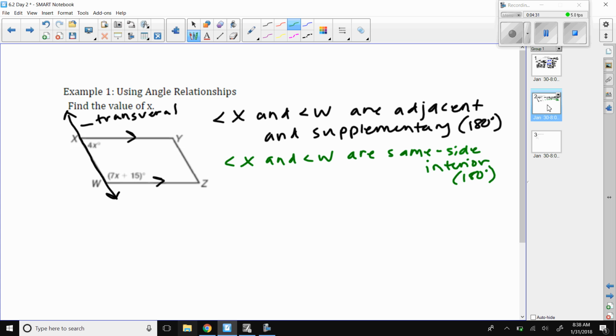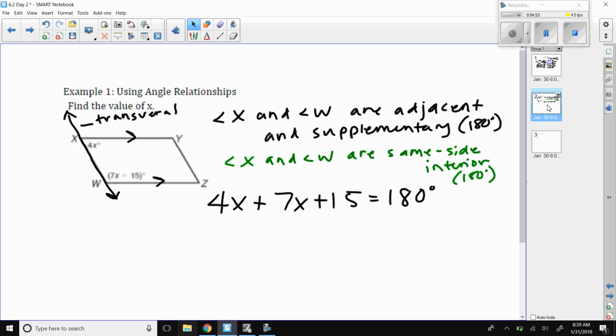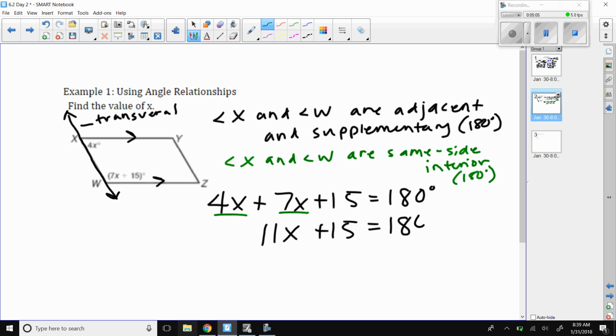You thought all of that stuff was going away? Nope. So what we can say, they're going to be supplementary. We know that these are going to be same side interior. That's essentially why they end up being supplementary. So 4x plus 7x plus 15 equals 180 degrees. I'm going to combine my like terms here, 4x and 7x. I get 11x plus 15 equals 180.